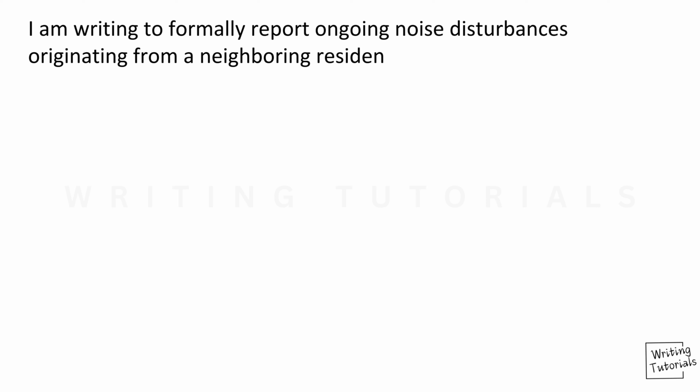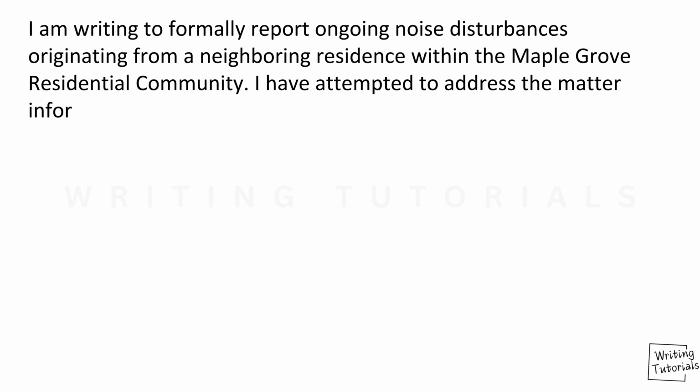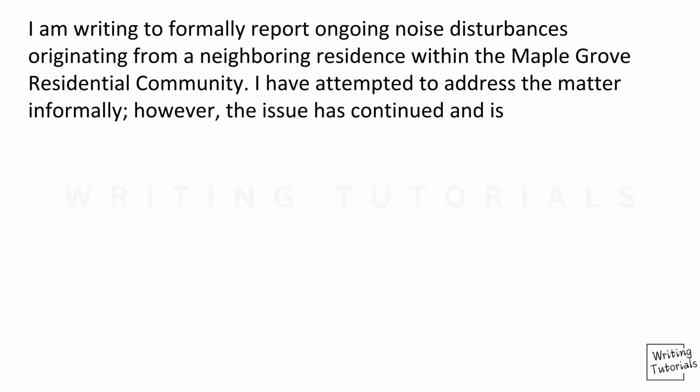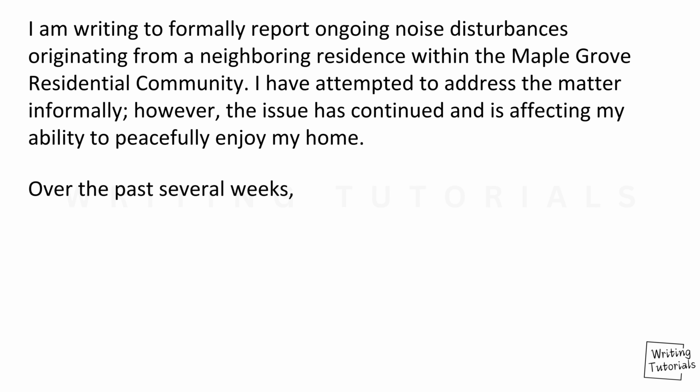The paragraph says, I am writing to formally report ongoing noise disturbances originating from a neighboring residence within the Maple Grove residential community. I have attempted to address the matter informally. However, the issue has continued and is affecting my ability to peacefully enjoy my home. This is an effective opening because it clearly states the problem and explains that the resident has already attempted to resolve the matter informally. Including that detail is important because it shows that filing a formal complaint was not the first step taken.